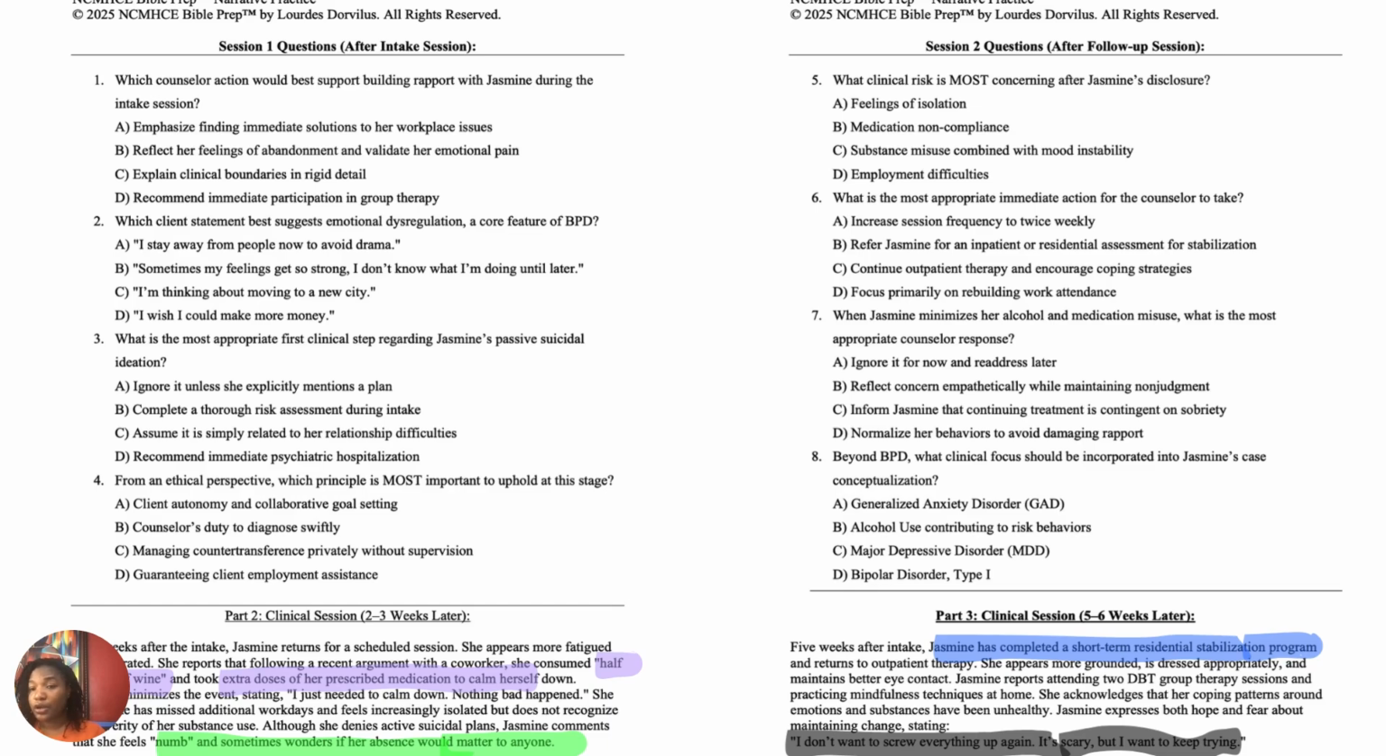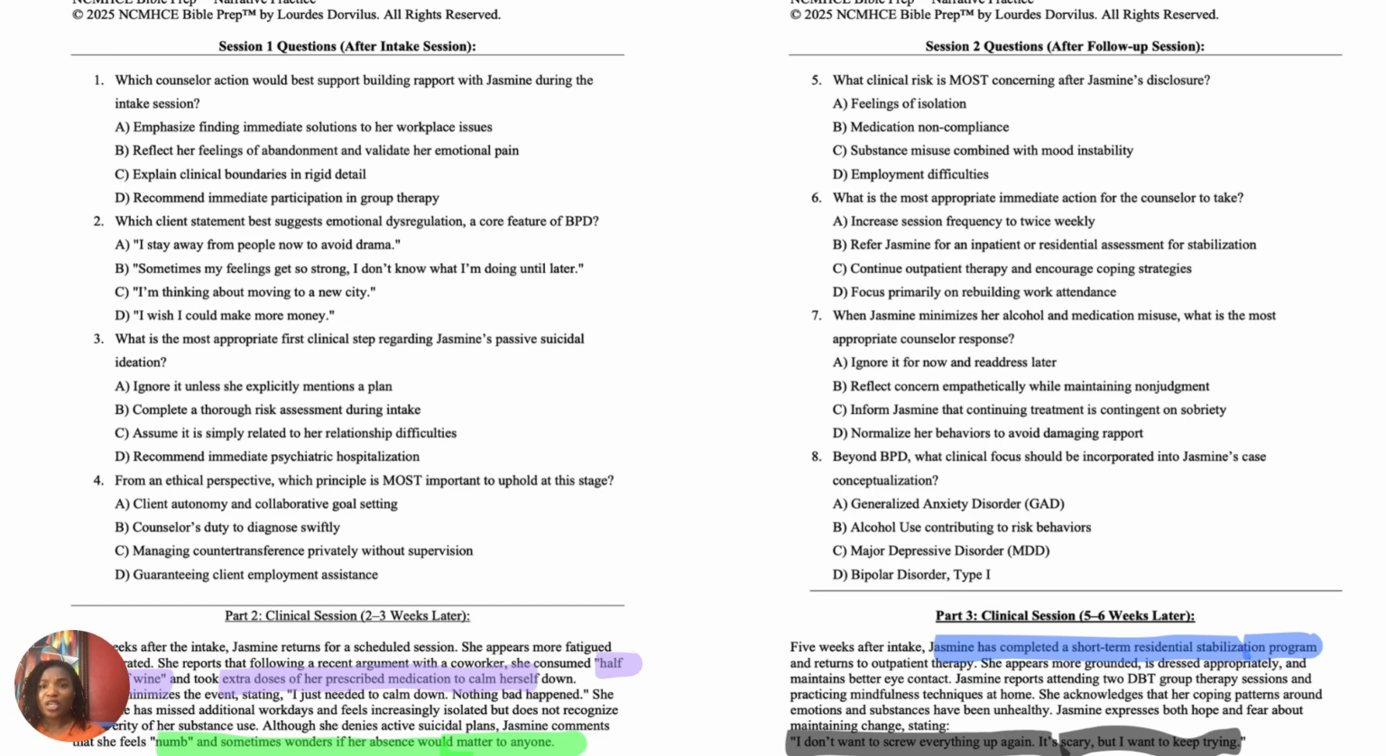Why is it the most concerning? Because it is our duty to help her and give her psychoeducation. If she's taking wine with her medication, she's skipping doses and taking more than one dose. And this is a client who is also experiencing fleeting ideas of suicide. That means she's a harm to herself. So the correct answer is C, substance misuse combined with mood instability.